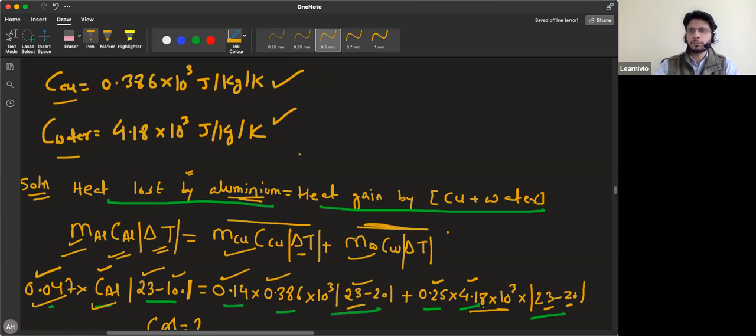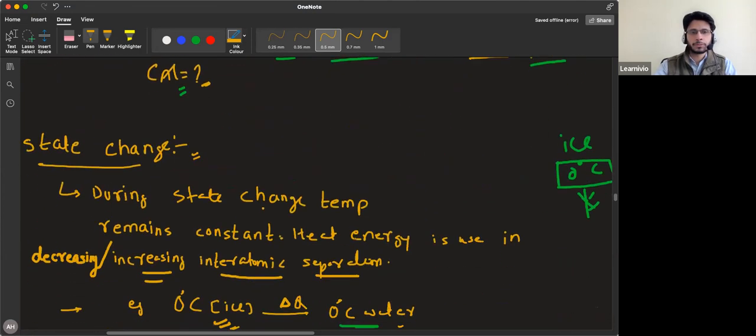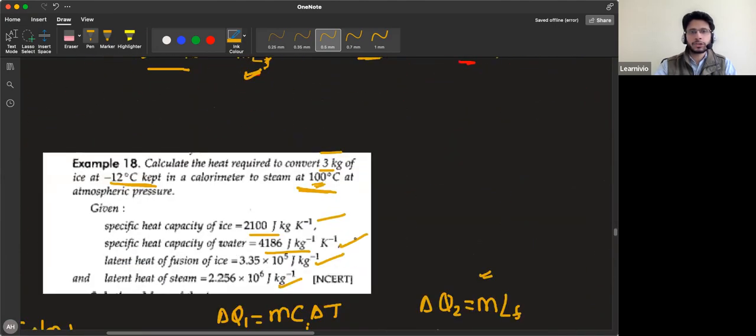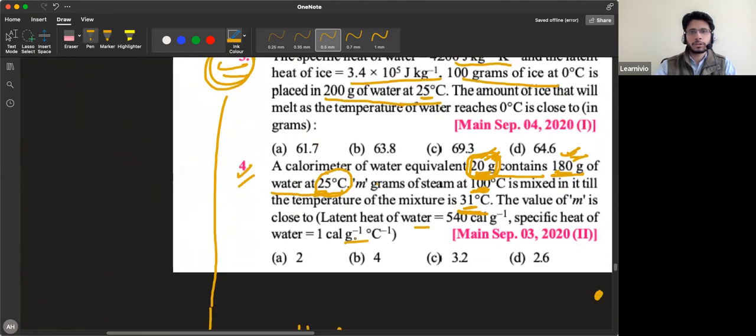Written, can I scroll it down? Yes, sir. Okay. So we'll do state change later.